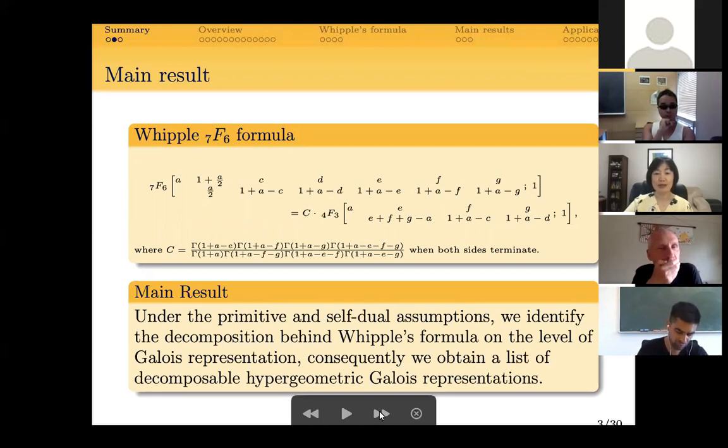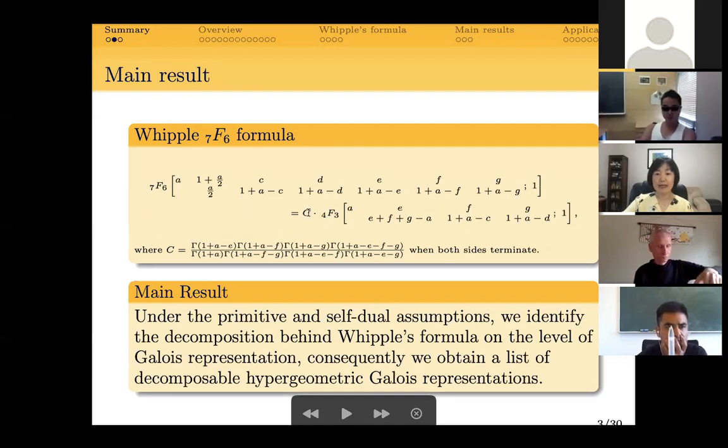So it's actually going to be a formula relating two hypergeometric values. On the left-hand side, it's a 7F6. 7 means there are 7 upper parameters, and 6 here means there's a 1 by default and 6 other parameters on the lower side, and the argument is 1. Whipple's formula says that if you compute this hypergeometric value, it will be the same as a 4F3, while on the right-hand side, you only need 4 upper parameters and 3 lower parameters, and the argument is also 1.